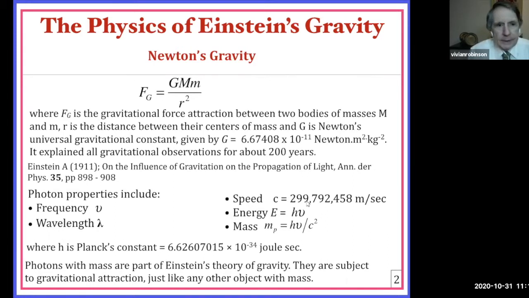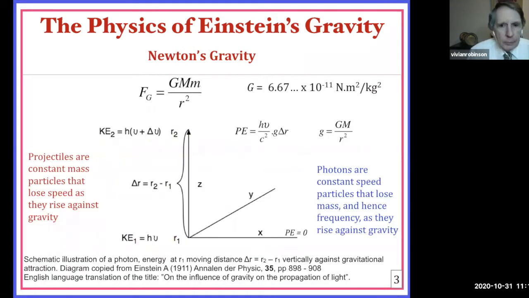We have a speed c, a frequency nu, energy E equals h nu, wavelength lambda, and mass mp equals h nu over c squared, where h is Planck's constant. Photons with mass are part of Einstein's theory of gravity. They are subject to gravitational attraction, just like everything else. This illustration was redrawn from an English language translation of Einstein's 1911 publication. In it, he calculated the influence of Newton's inverse square law of gravity on photons. This is also where I commenced this study.